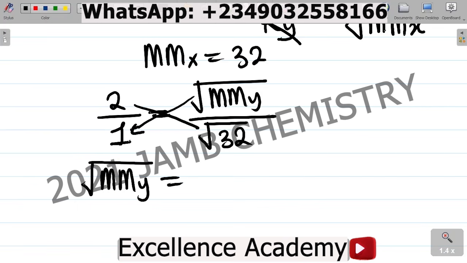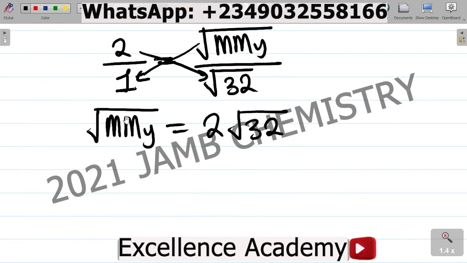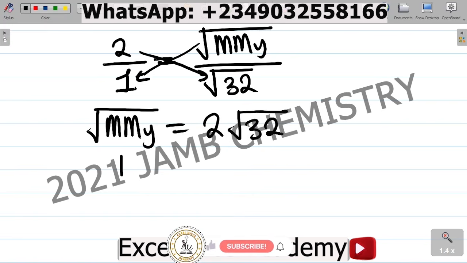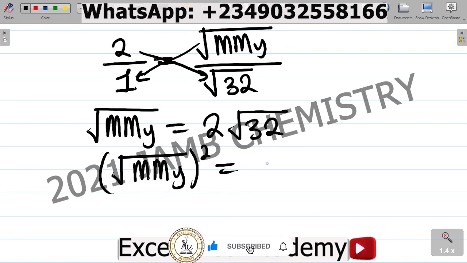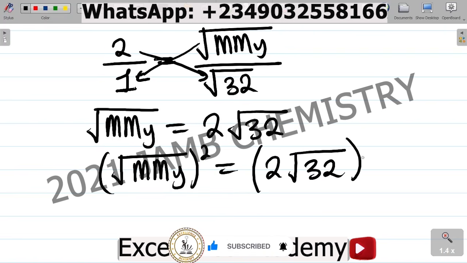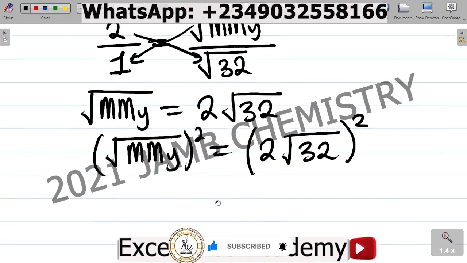It's equal to 2 times root 32. That becomes 2 root 32. We have this. So for this, now to solve this, of course, I have to square both sides. So it becomes root molecular mass of Y all squared is equal to 2 root 32 all squared.